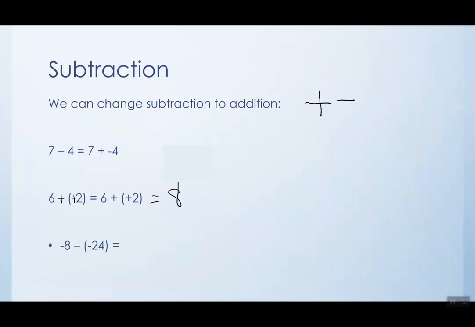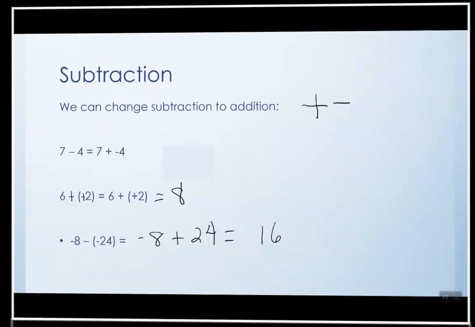If I have -8 minus -24, again, that negative becomes a positive. So I have -8 plus 24. The signs are different, which means I'm really subtracting, which gives me 16. 24 is bigger, so I leave my answer as positive.